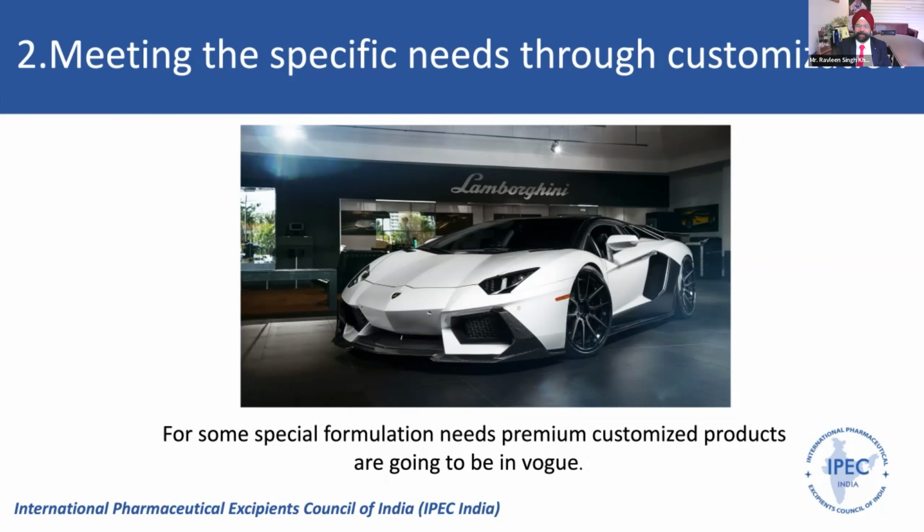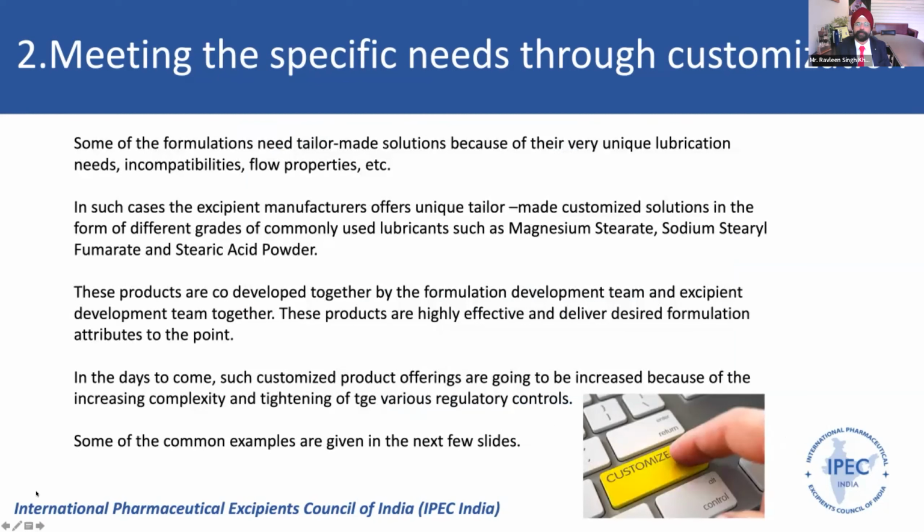So this is a Lamborghini. And why are we showing it here? Because there was news 2-3 days ago that as this car is a customized one, the manufacturer has told the customers that till 2024, no cars are available because they are full with orders. So when it comes to customization, it's a tough job, but the premium things have to be customized. So for some special formulation needs, premium customized products are going to be in vogue. Now also there are many manufacturers from America who have been giving customized products right from the beginning. And now also many manufacturers offer customized grades, which are made as per the specific formulation need. So these premium products also are going to increase.